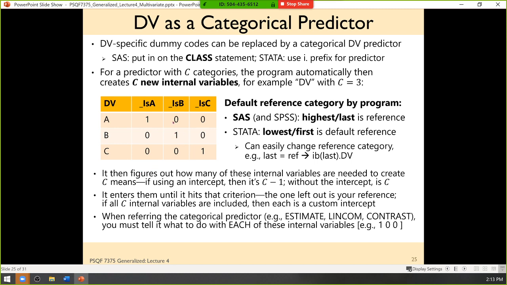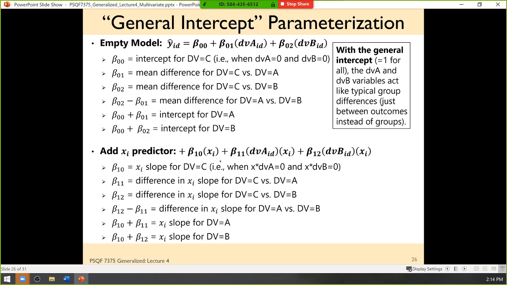And so it figures out how many contrasts are needed to differentiate the levels of this variable. If you're using an intercept, it leaves one out. If you're not using an intercept, it puts them all in. Every time that you refer to this predictor variable in code, like in an estimate statement or a lincom statement, you have to tell it what to do with these values. So let me show you what this is going to look like in an example, but just to set the stage for it. Here is what a general intercept parameterization looks like.